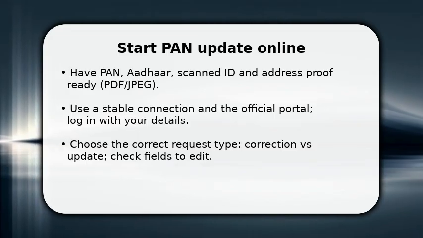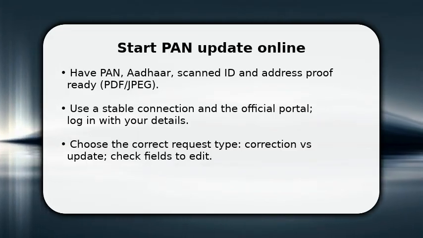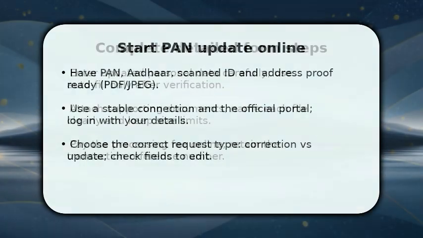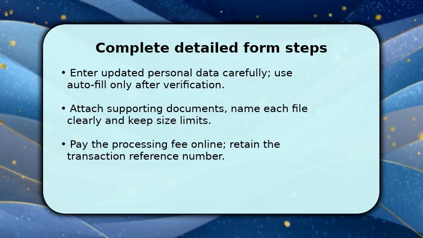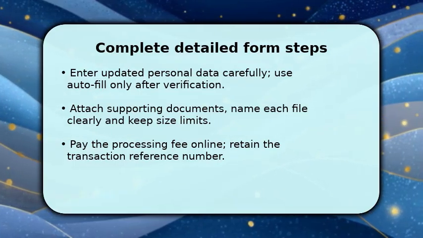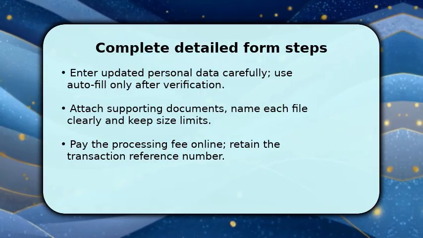Make sure to choose the right supporting document type for each change, because incorrect selections cause delays or rejection. Once the form shows your current PAN data, you replace incorrect entries and verify each field before continuing. Small typos lead to rejects.